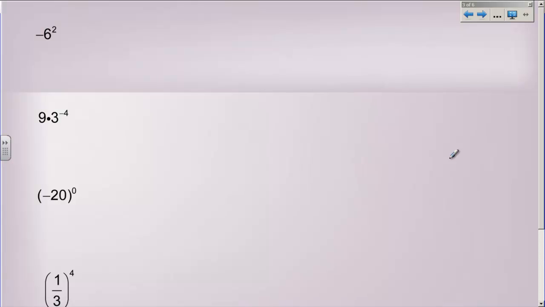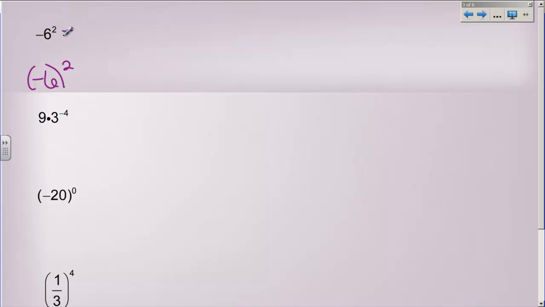So let's simplify a few more. This one right here, this negative 6 squared. We've talked about this before when you were plugging in and squaring numbers on your calculator. This is what you would enter, and you would end up with a negative number, and it didn't make any sense, so then we were getting wrong answers. And so we talked about how this and this mean two different things.